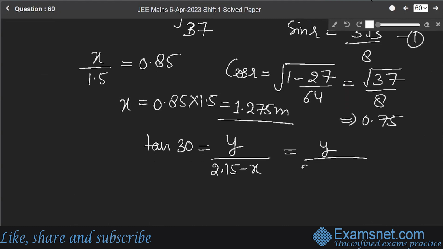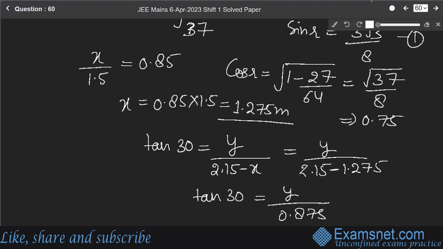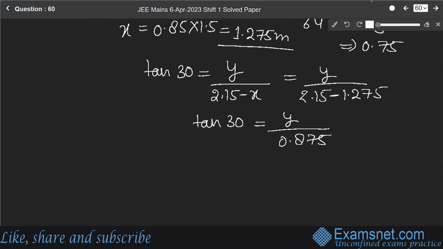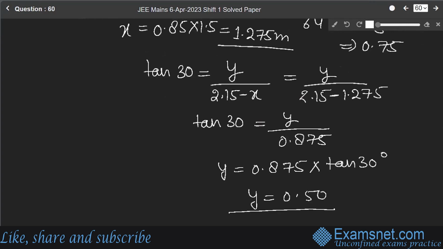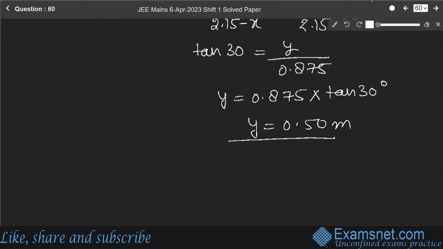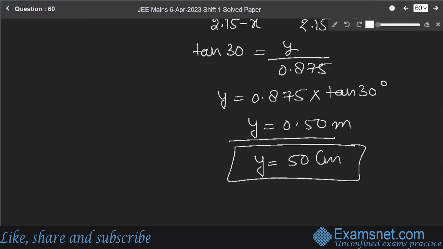And what is the value of x here? 1.275. So tan 30 becomes y over 0.875. So y is equals to 0.875 into tan 30, and it will be y equals to 0.50. Okay, it's in meter, so the height of the pole above the water surface is 50 centimeter. This is our final answer. Got it?